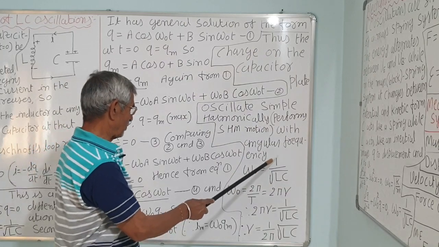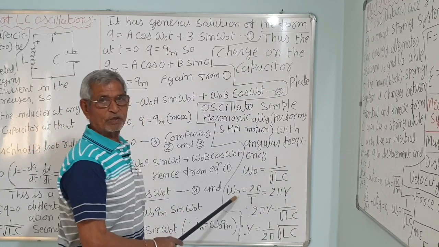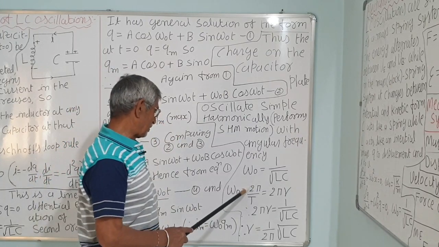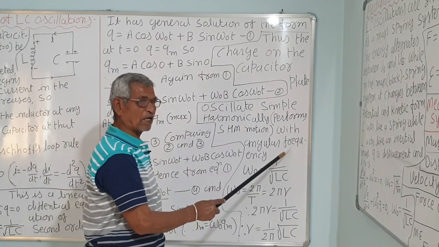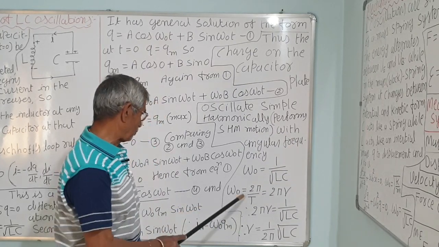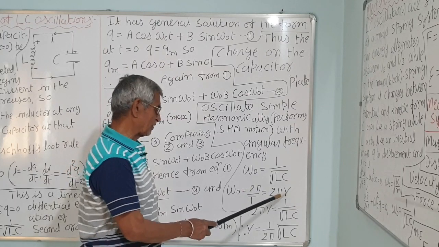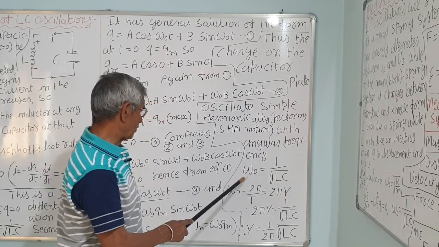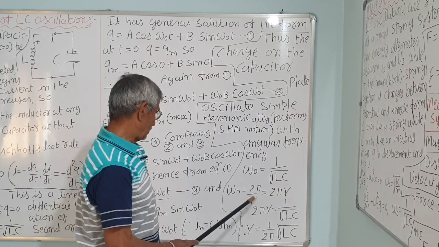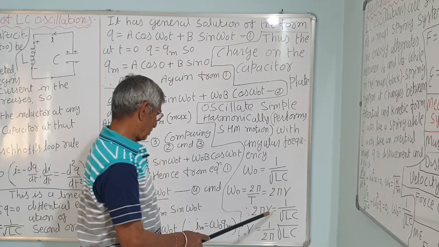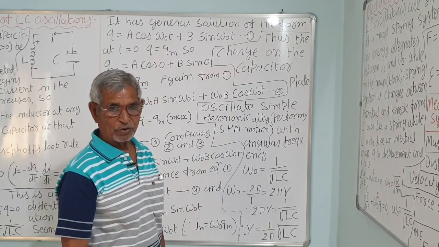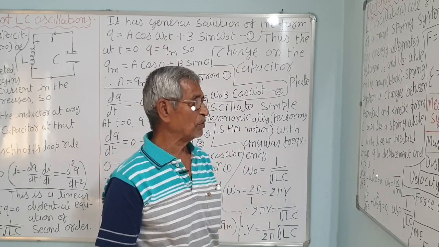Omega 0 is equal to 1 upon under root LC. We know omega 0 is 2 pi upon T. In one rotation, the angle described is 2 pi radians and the time is the time period, capital T. So 2 pi upon T, where 1 upon T is the frequency nu, is 2 pi nu. This is the angular frequency, and this is the linear frequency. So 2 pi nu is equal to 1 upon under root LC. So nu is equal to 1 upon 2 pi under root LC.